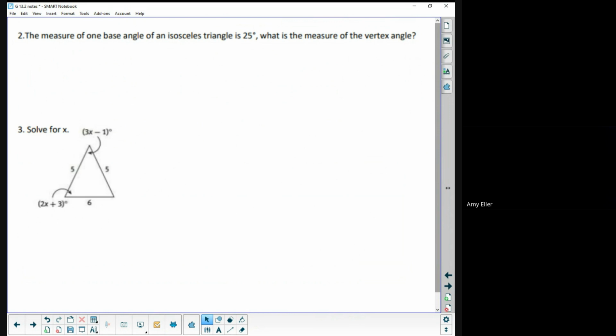Number 2, the measure of one base angle of an isosceles triangle is 25. What's the measure of the vertex angle? Let's start the same way. Let's draw an isosceles triangle. Label the base.